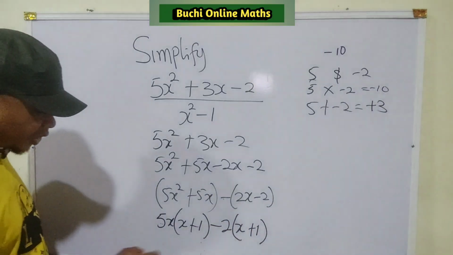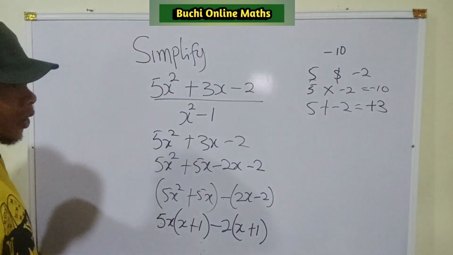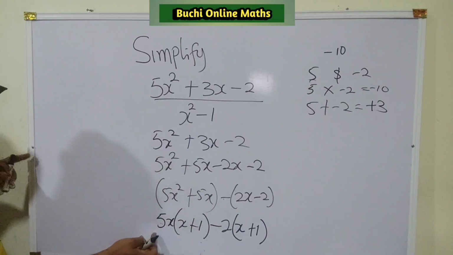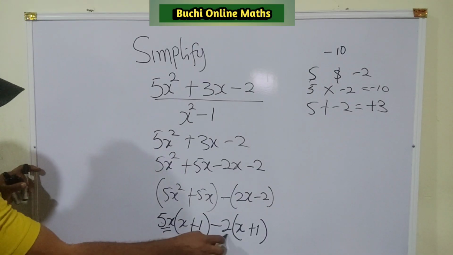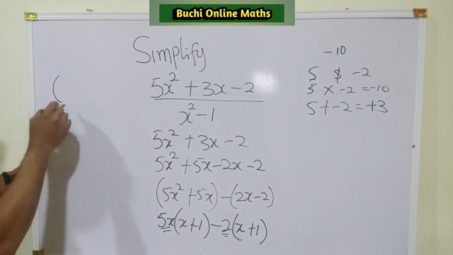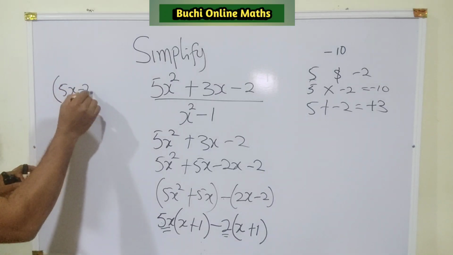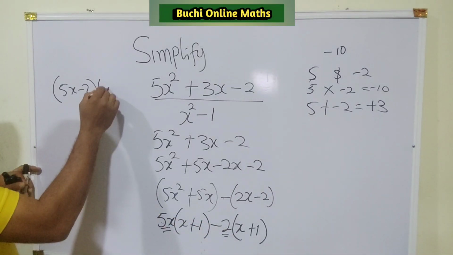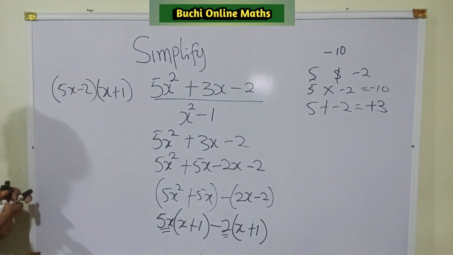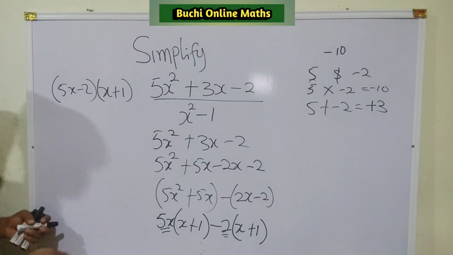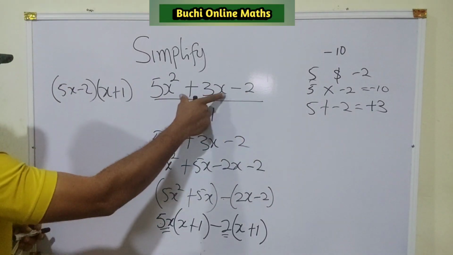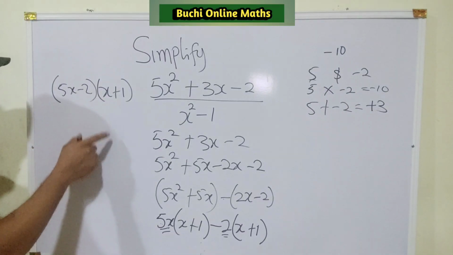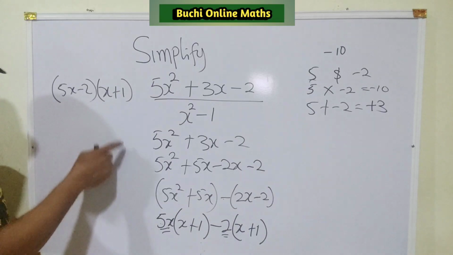Now you see that the two brackets are the same. Let's finish it up here. From here, we group 5x and −2 in one bracket, so we have 5x − 2 in one bracket. Then in the other bracket, you just pick any of these, because they are the same. So this is how to simplify this quadratic expression. The result of simplification is (5x − 2)(x + 1).